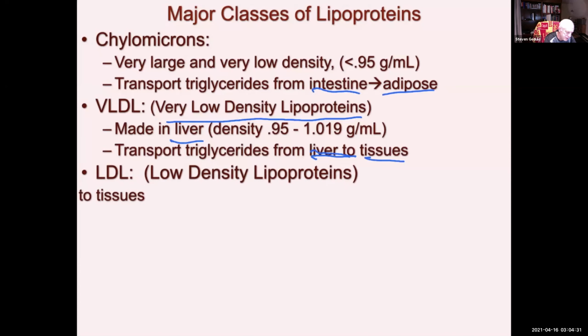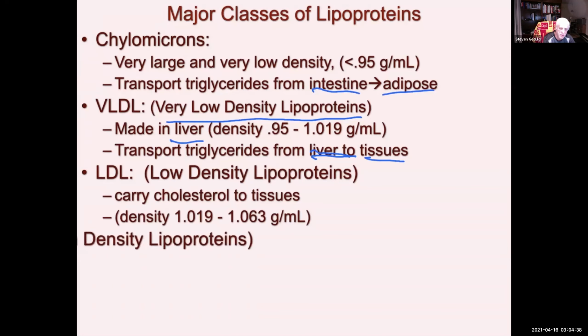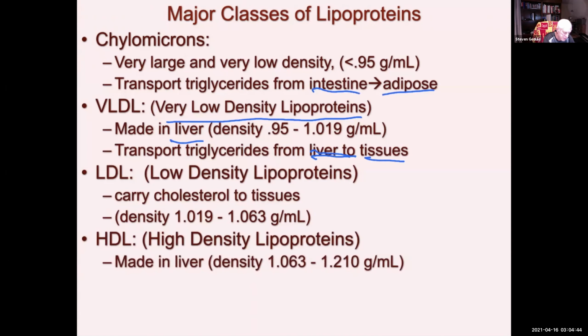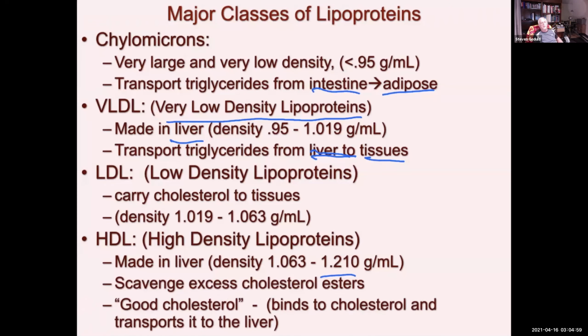Low density lipoproteins carry cholesterol to tissues. Their density is about 1.019 to 1.063, so much more dense than VLDL. And then high density lipoproteins. Those are made in the liver, and those have the highest density. They scavenge excess cholesterol esters in the body. Okay, that's what they do. They pick up on it. This is your good cholesterol, your high density lipoproteins.